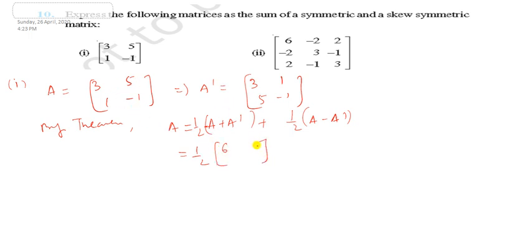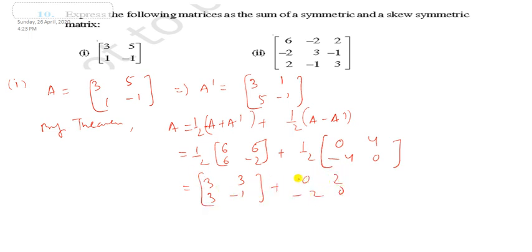Look at this term. Add them: this is 6, this is 6, this is 6 and this is minus 2, and plus half (A minus A dash). You subtract them: this will be 0, this will be 4, this will be minus 4 and this will be 0. Now you multiply by half: this is 3, 3, 3 and minus 1; this is 0, 2, minus 2 and 0.